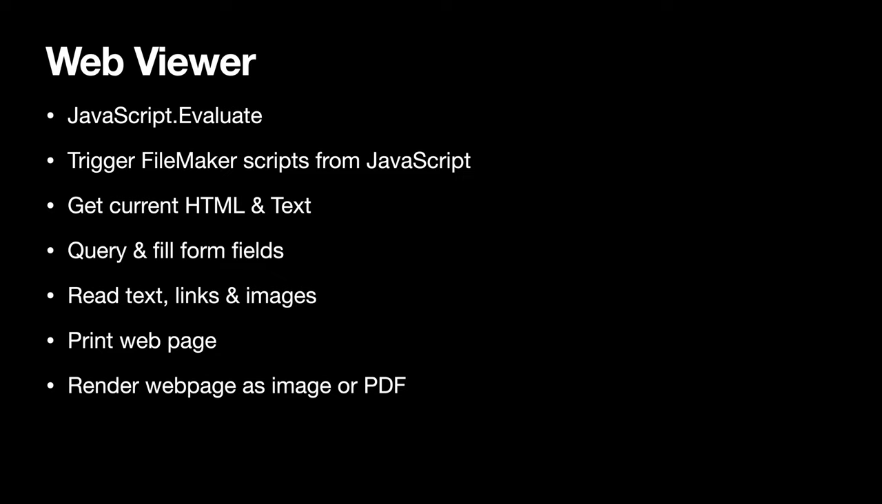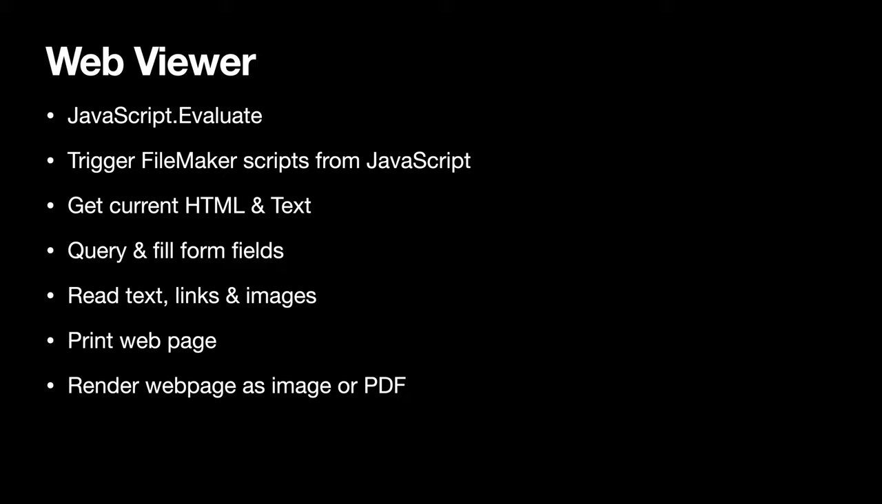We can get you the current HTML or the text from the website, so you get the live HTML and not just the HTML loaded when the website loaded, but also all the modifications made by JavaScript over the time. We can query and fill form fields. So if you have to automate some order form, you can do that with our plugin. You can, of course, not just read the text, but also you can look for links and get the URLs of those links, or you can get the images shown in the web page. If needed, we can trigger the print of the web page. And on macOS, there's also the possibility to render the web page as a PDF file, or just on Mac and Windows, get an image of the web page so you can store how a web page looks like for later review.